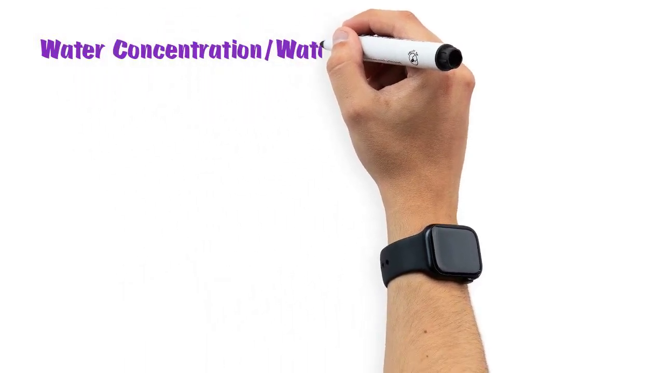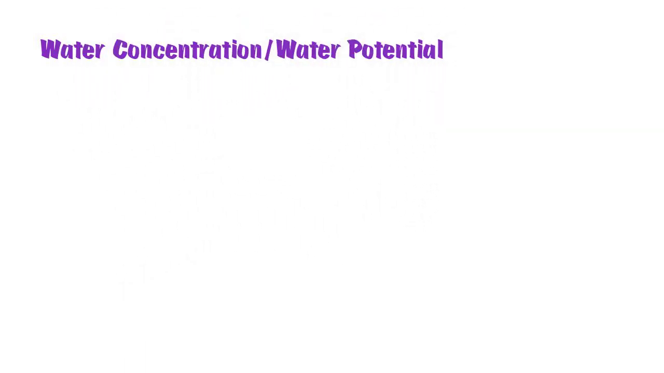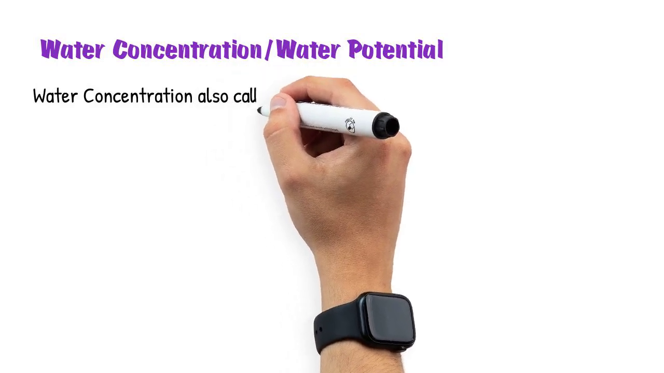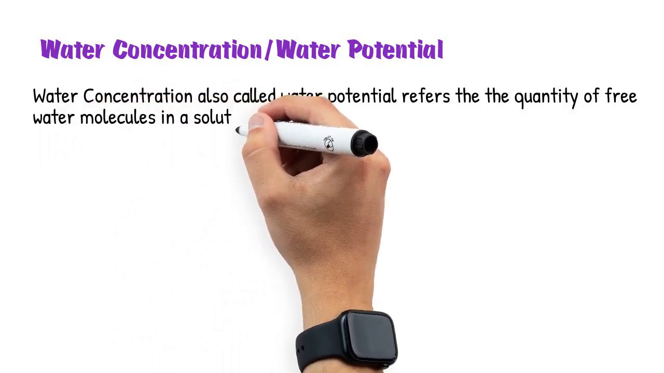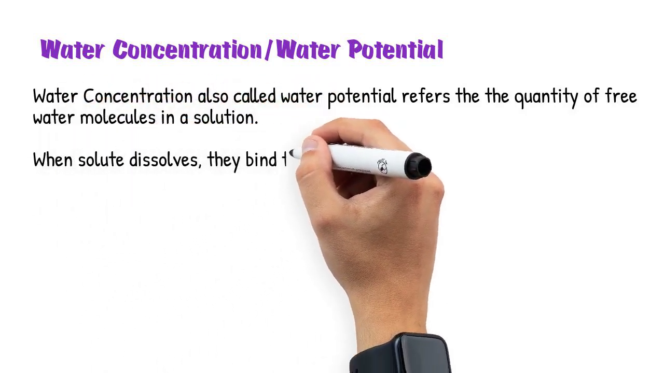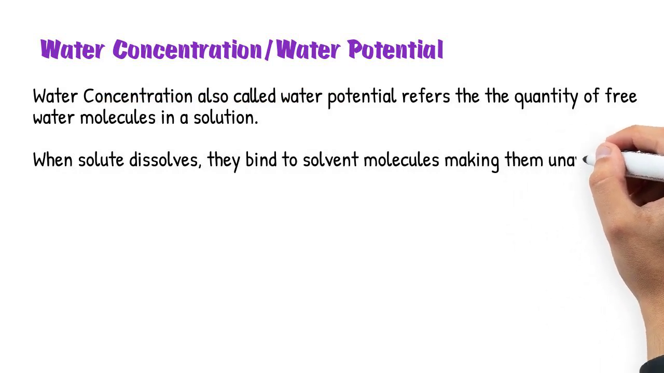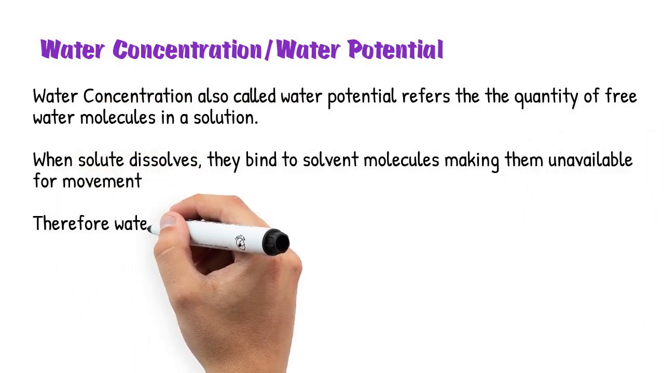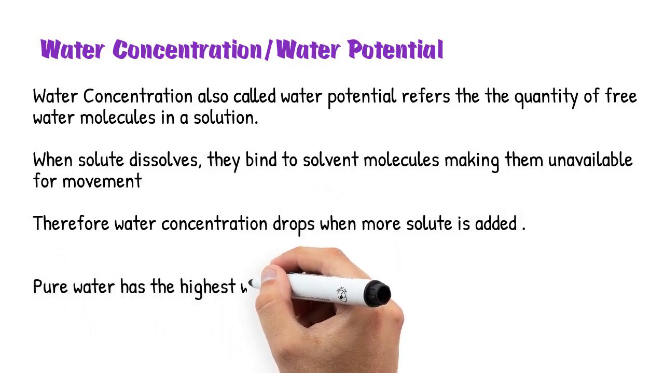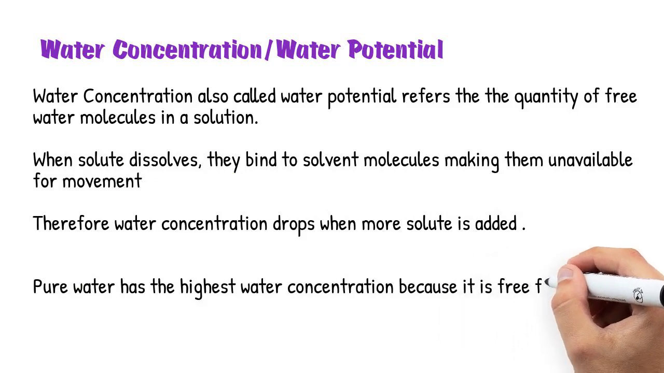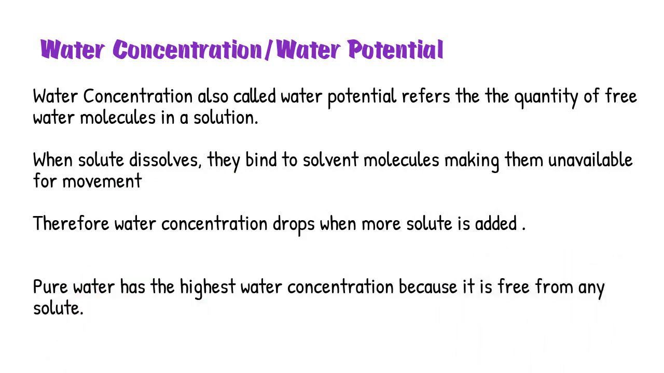Water concentration, also called water potential, refers to the quantity of free water molecules available for movement in a solution. When solutes dissolve, they bind to solvent molecules, usually water, making them unavailable for movement. Therefore, water concentration drops when more solute is added. Pure water has the highest water concentration because it is free from any solute.